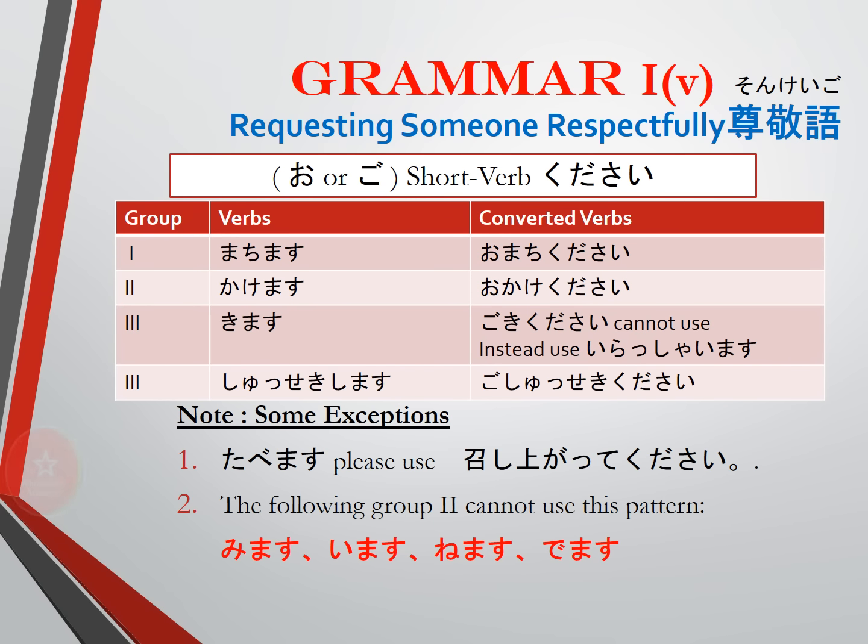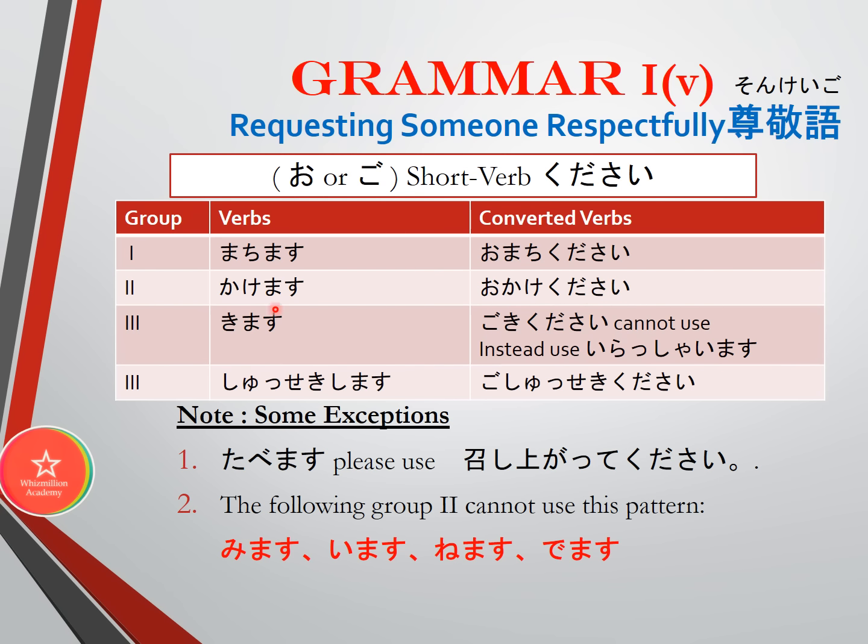In this slide, we are learning how to request someone to do something for us politely, using sonkeigo. The sentence structure will end with kudasai, and the beginning of the sentence will start with either o or go. The verb here will be the shortened verb. So machimasu becomes machi, kakemasu becomes kake. For example, for group 1 verbs, machimasu becomes o machi kudasai. Kakemasu becomes o kake kudasai.